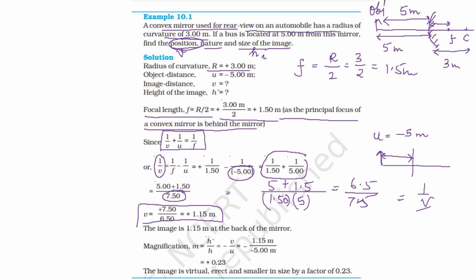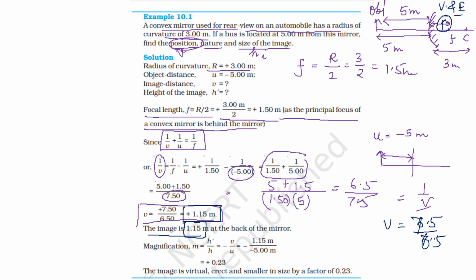This was your 1 by v, na? So v will be 6.5 by 7.5 by 6.5. On solving them, you will get the value of v as 1.15 meter. The image is 1.15 meter at the back. Since it has a plus sign, it means image will be formed somewhere here, isn't it? And this is a convex mirror, so you always know that the image formed is always virtual and erect.